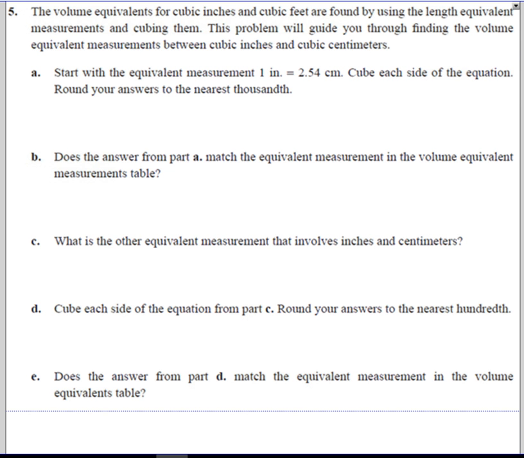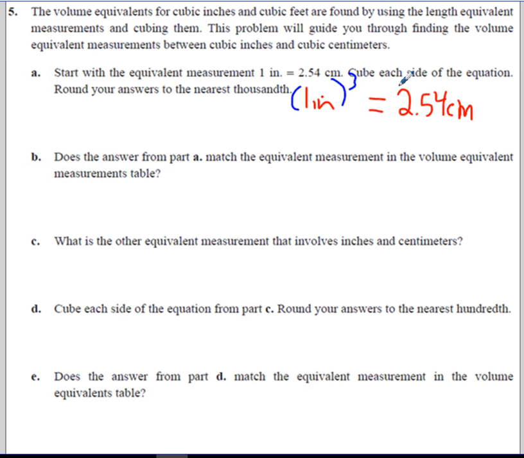And so it tells us to start with the equivalent measurement of 1 inch equals 2.54 centimeters. And then cube each side of the equation. I'll put parentheses because we know the units need cubed. It's just easier to see it this way.